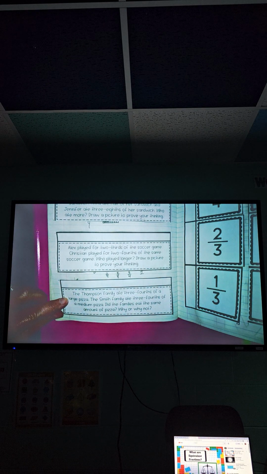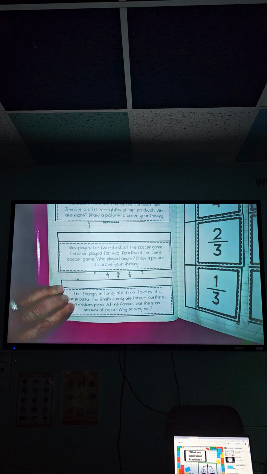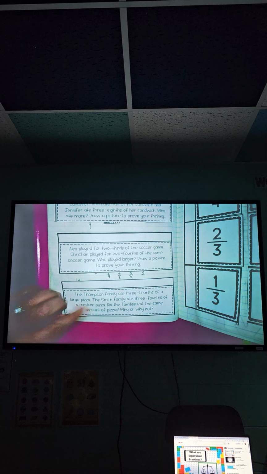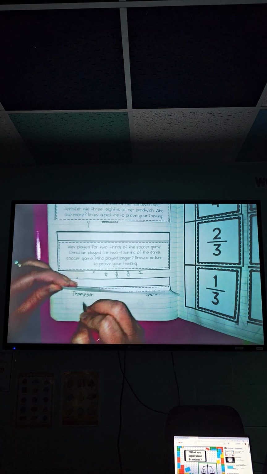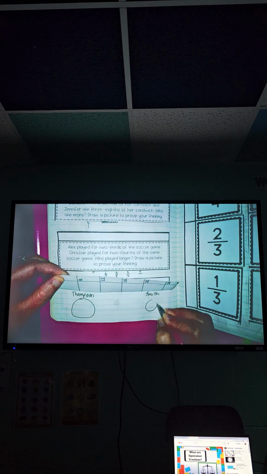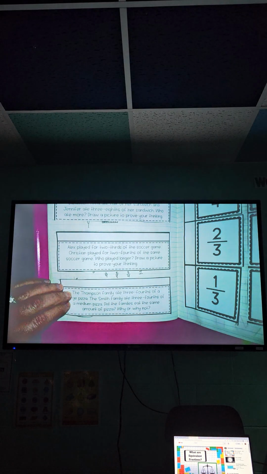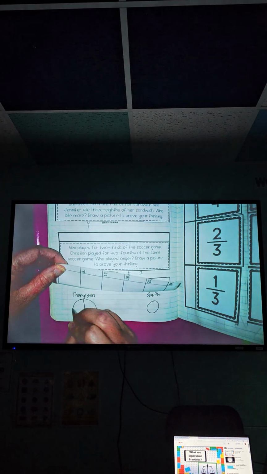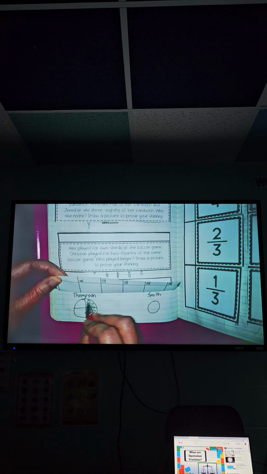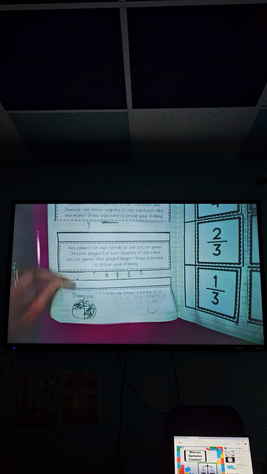The Thompson family ate 3/4 of a large pizza. So Thompson and the Smith, I was born with that last name, Smith. They're eating 3/4 of a medium. So a large pizza is bigger than a medium. So you should have a large circle over here on Thompson and a smaller circle on Smith. So it says the Thompson family ate 3/4 of a large pizza. So split this into fourths, a little plus sign or cross, and shade 3/4 of it. And then the Smith family ate 3/4 of the medium pizza.